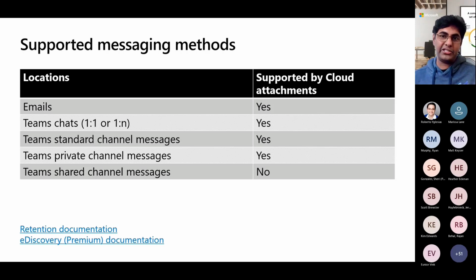Now, I want to touch upon the messaging methods that we support today. We definitely support emails. Within Teams, there are multiple modes of communication. One is using the chats, one-to-one or one-to-many, the group chats. Or Teams standard channel messages, which is the standard channels, and the private channel messages. So we support emails, chats, standard channels, and private channels in this public preview. And shared channels is something that we would support post-GA. Just to be aware that shared channels is not yet fully supported at this moment.